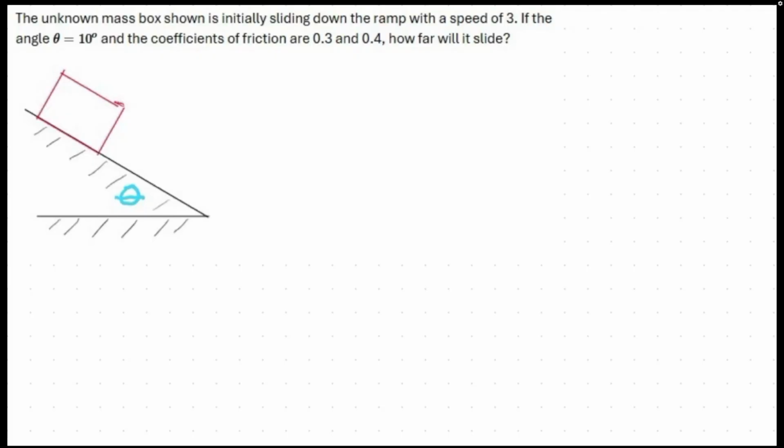down the ramp with the speed of 3. If the angle is 10 degrees and the coefficients of friction are both 0.3 and 0.4, how far will it slide? All right, so it looks like we're not given a lot. But for this problem, it's important to always write out what we know. So what do we know?